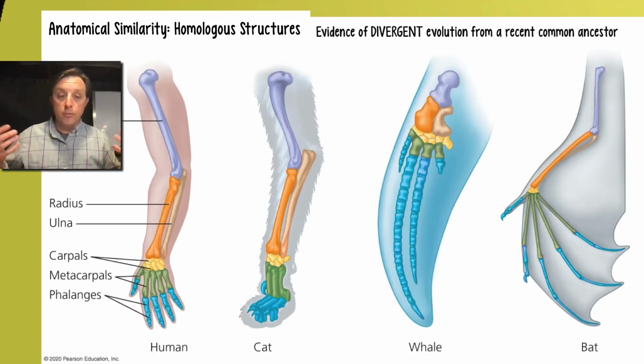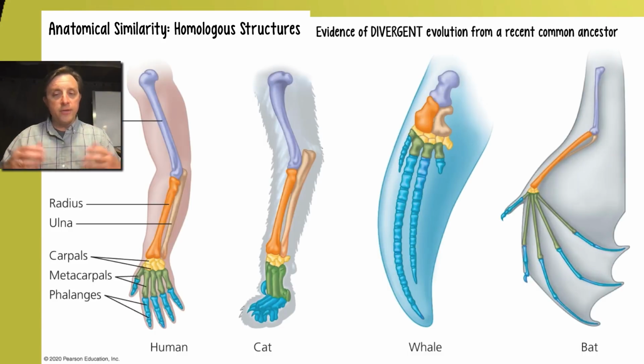So we would call these homologous structures, because this shows that there is a recent common ancestor of all of these animals. Certainly these all are mammals. So once mammals started to diverge, that was fairly recent. So we call that evidence of divergent evolution: one common ancestor diverging out into multiple types of offspring.